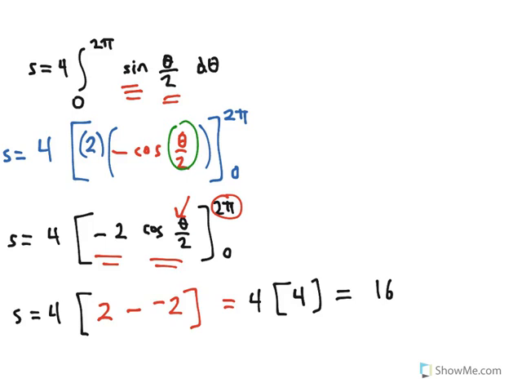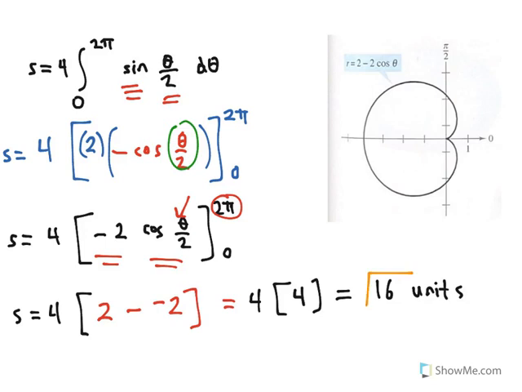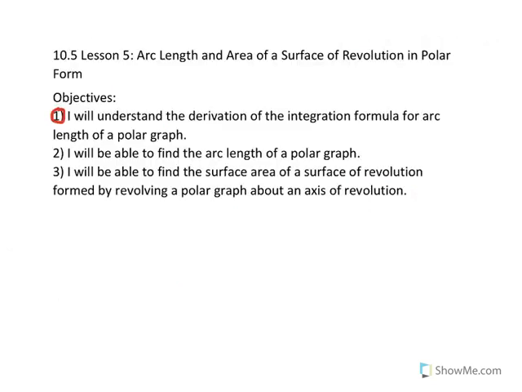So what is the arc length of our polar curve? It is going to be 16 units. So 16 units is the length of this polar curve as theta goes from 0 to 2 pi. So we just did objective 2. You will be able to find the arc length of a polar graph. We're going to complete the lesson by looking at objective 3. You'll be able to find the surface area of a surface of revolution formed by revolving a polar graph about an axis of revolution.